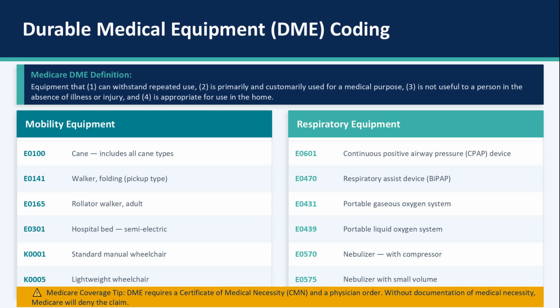Under respiratory equipment, CPAP devices are E0601. BiPAP is E0470. Oxygen systems have separate codes depending on whether they're portable or stationary and whether they use liquid or gaseous oxygen. Now here's a critical compliance point for DME billing. Medicare requires a Certificate of Medical Necessity, a CMN, and a physician order for DME. If the documentation doesn't support the medical necessity of the equipment, Medicare will deny the claim. This is a major source of audits and fraud investigations in DME billing. Document everything.